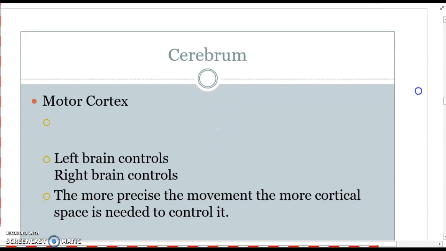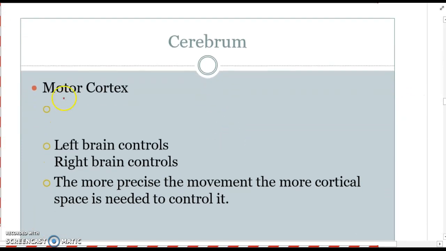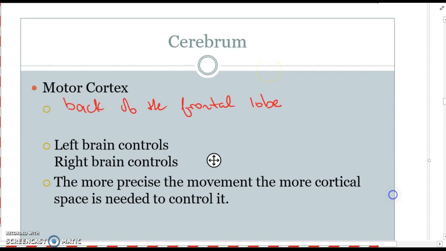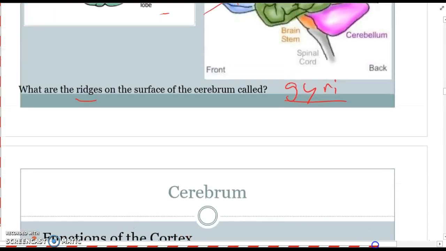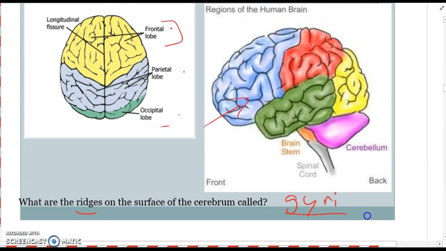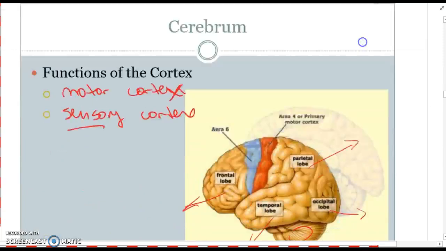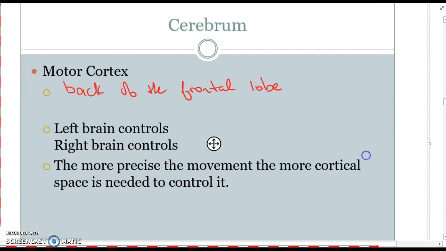So the motor cortex of the cerebrum is at the back of the frontal lobe. Okay, and it goes from ear to ear across the top. So I don't know how you want to remember that, but you can kind of see here, or it's not actually on there. Never mind. Okay, so it's the back of the frontal lobe, but I'm not going to ask you to actually label that.